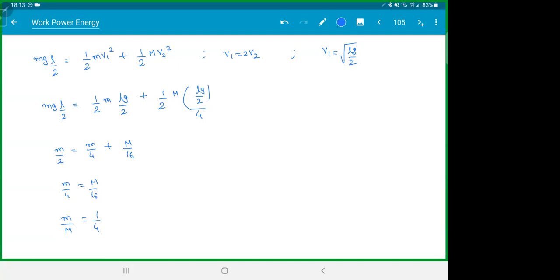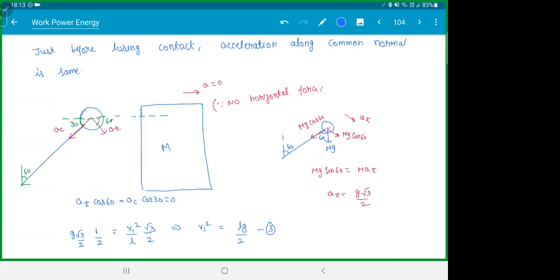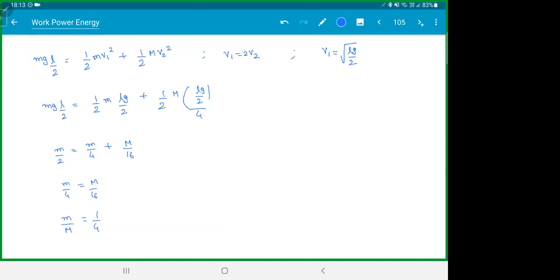Not while losing contact, but when it is about to lose contact. Once you lose contact, it's done. You can't compare with anything. It's always about just before losing contact. So all these velocities are just before losing contact. That's why I'm writing it that way. Because once you lose contact, both of them have no relation to each other. They'll go independent of each other. We don't have any information then.